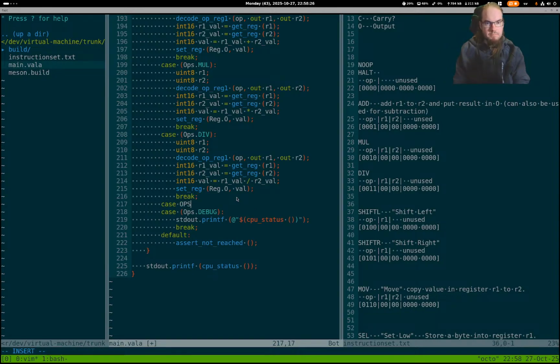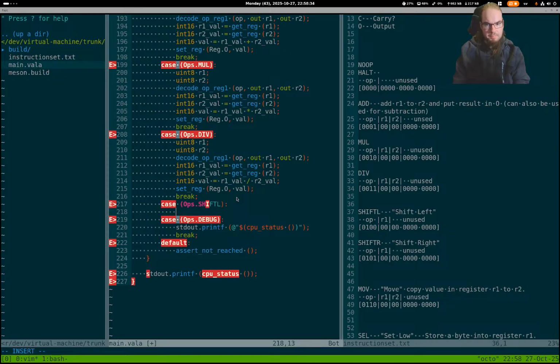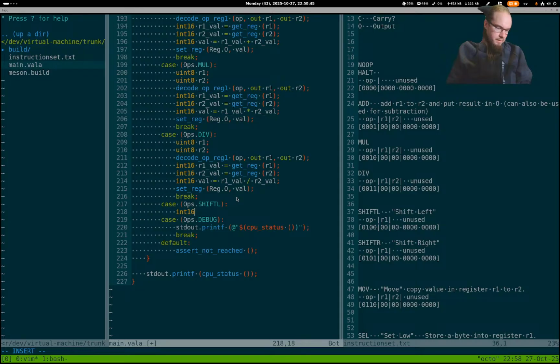Case Shift L. Int 16. How do we get the carry? Do I need to have an int 32 instead, and basically check if it's bigger than int 16?